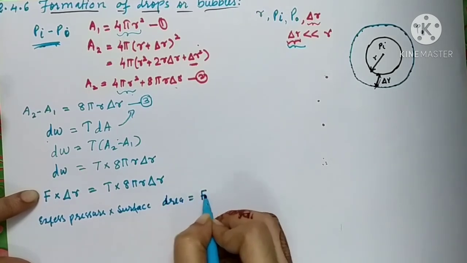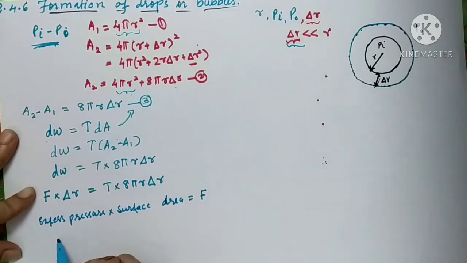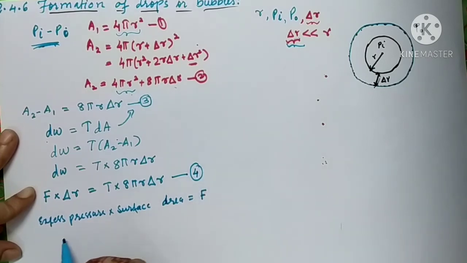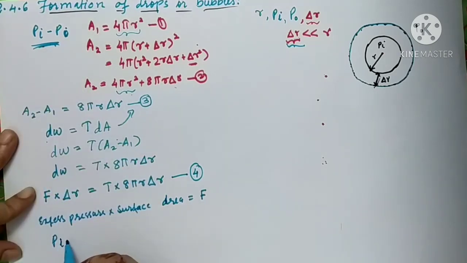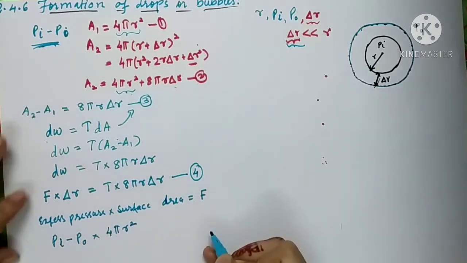Is equal to force. So excess pressure is nothing but, first and foremost thing, give this one as equation number 4. Excess pressure is nothing but Pi minus Po, inside pressure minus outside pressure. Surface area of a liquid drop is 4 pi R square.